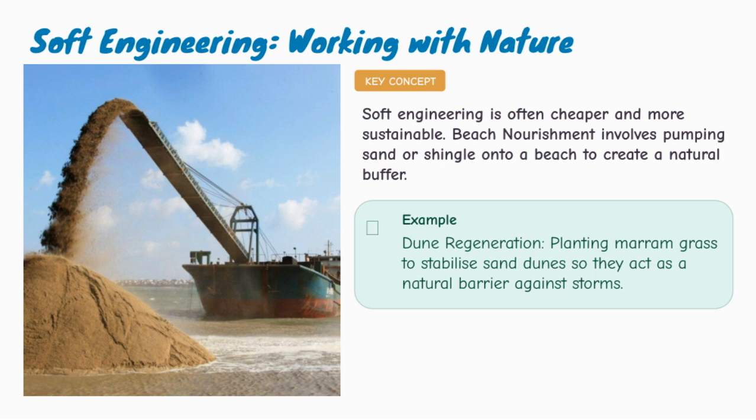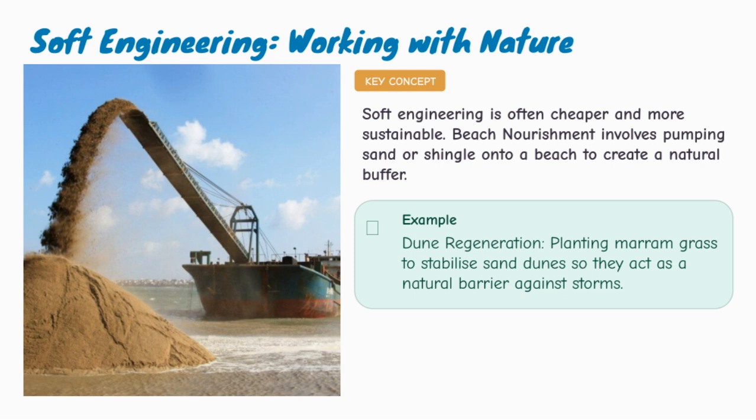Another example is dune regeneration. This involves planting vegetation such as marram grass to stabilize sand dunes. Marram grass has long roots that help hold the sand together. Stable dunes can act as a natural barrier against storm waves and flooding. Soft engineering can be more environmentally friendly, but it may not provide the same level of immediate protection as hard engineering during extreme storms.